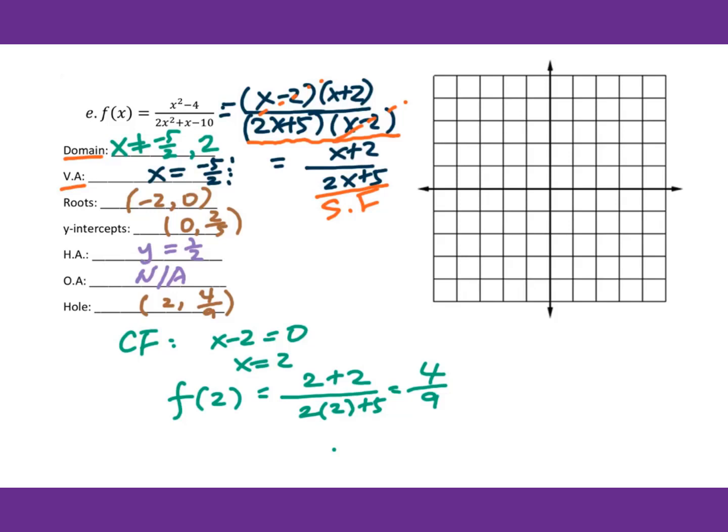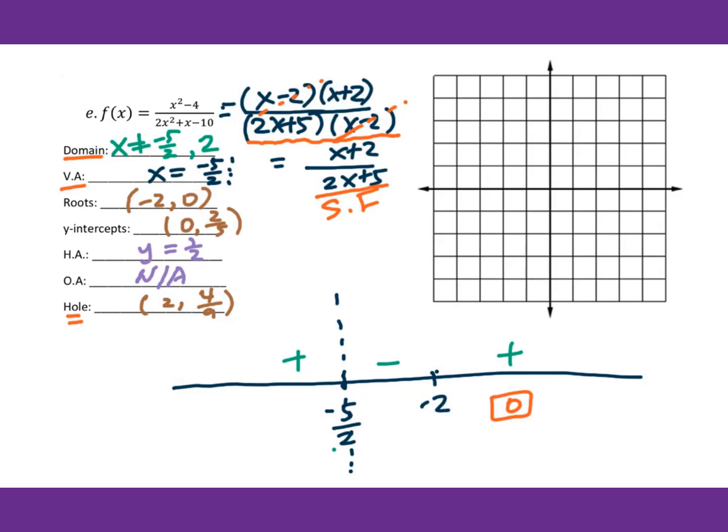For the hole, your common factor gives x minus 2 equals 0, x equals 2. Then plug this into the simplified rational function. So we get (2, 4 over 9) is the hole of the graph. Now we draw the number line. Then find the special number 0 using the y-intercept to decide the sign. That's 2 over 5, which is positive. Since these are all single factors, it changes the sign for the neighbor interval.